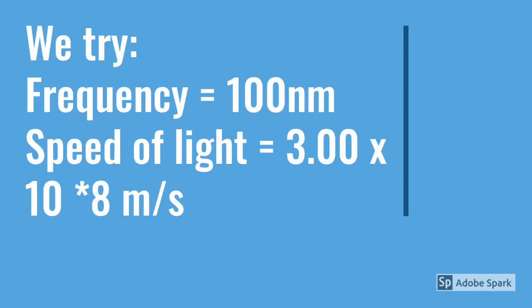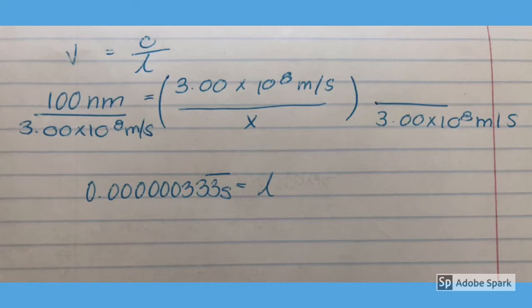This problem we will try together. Frequency is given at 100 nanometers. Speed of light is 3.00 times 10 to the power of 8 meters per second. Now we will calculate it. As you can see, I put the equation above. Frequency equals speed of light over wavelength.